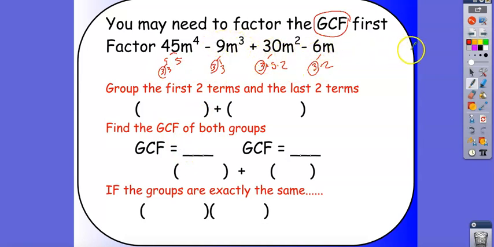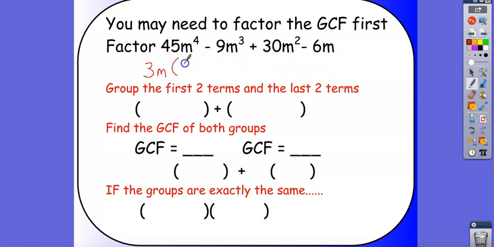So I'm going to do that first. And here I'm just going to get rid of everything off the page. And I'm going to come over here and take a 3 out. Now, can I take an m out? I got 4 of them there, 3 of them there, 2 of them there, and I have an m. So I could take out a 3m.